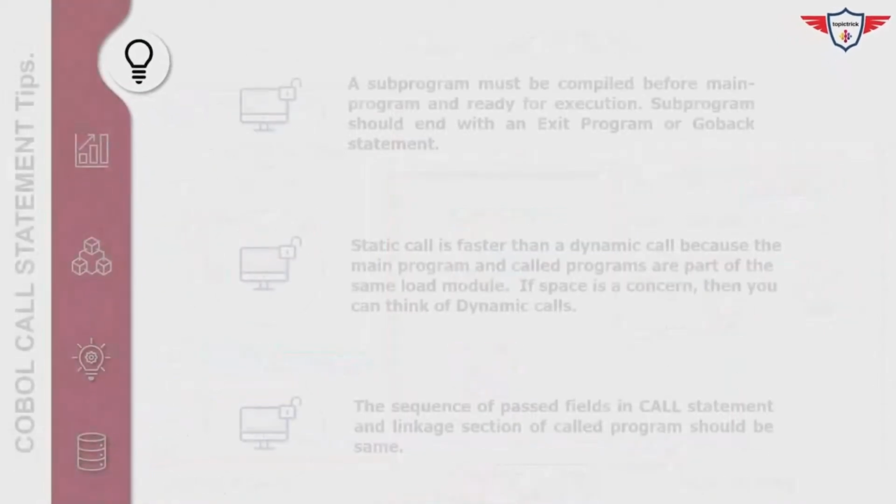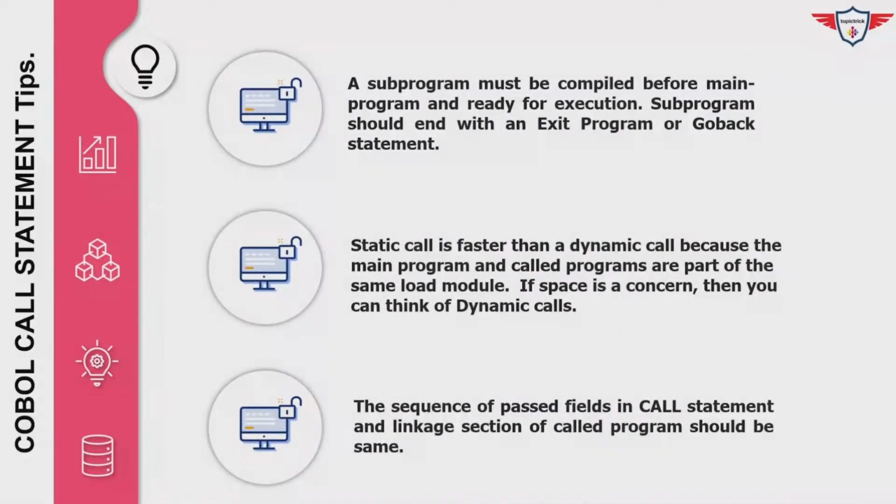Now let's go through a couple of important points related to the COBOL call statement. The first point is that a subprogram must be compiled and it should be ready for execution before you actually compile your main program. And you should always use EXIT PROGRAM or GOBACK statement in your subprogram. You should never use STOP RUN.